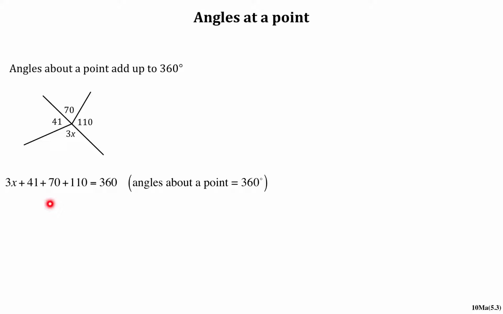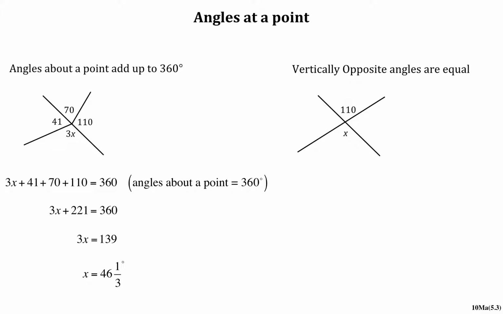So let's add the 41 and the 70 and the 110. When we do that, they add up to 221. So we get 3x plus 221 equals 360. Now we're going to minus 221 from both sides, and 360 take away 221 gives 139. So we get left with 3x equals 139. Now we're going to divide both sides by 3. 139 divided by 3 is 46.3 recurring, or 46 and 1/3 degrees.